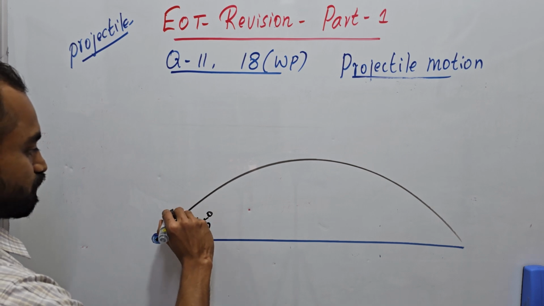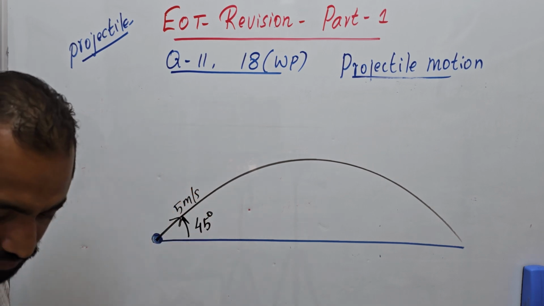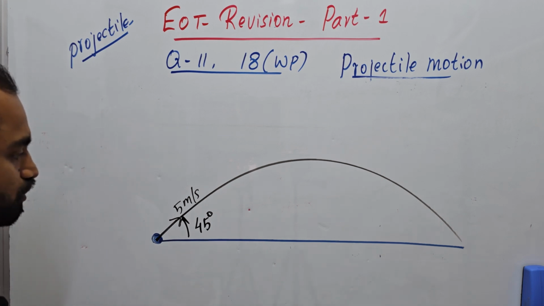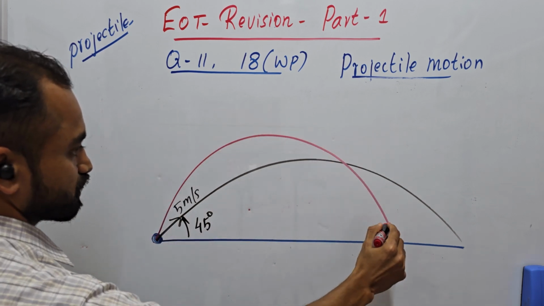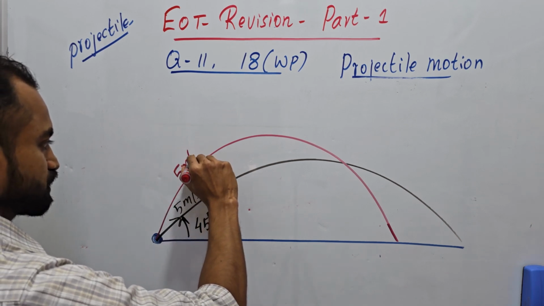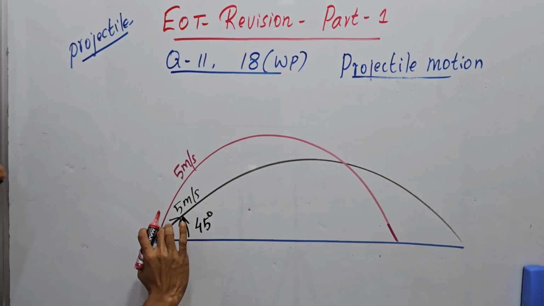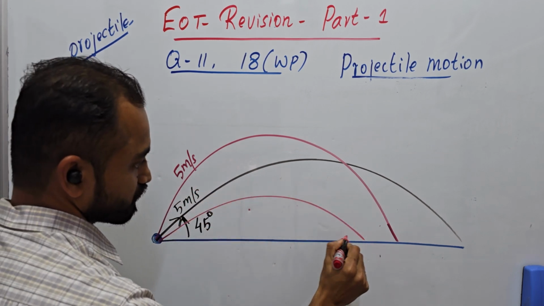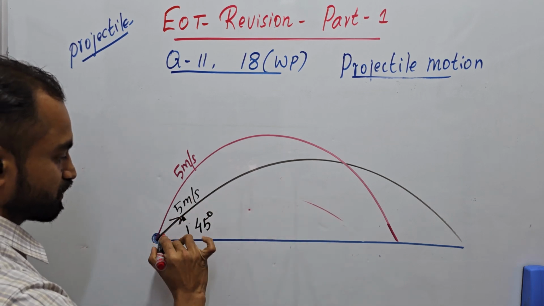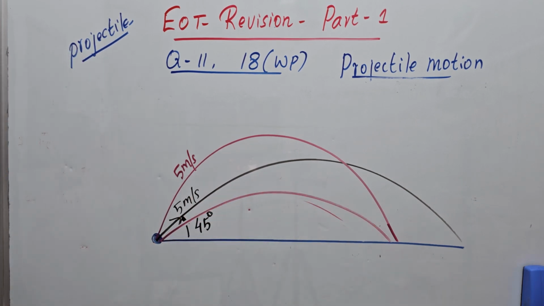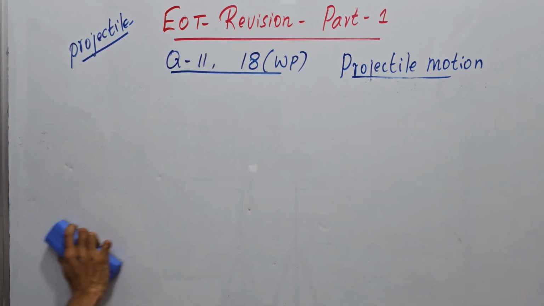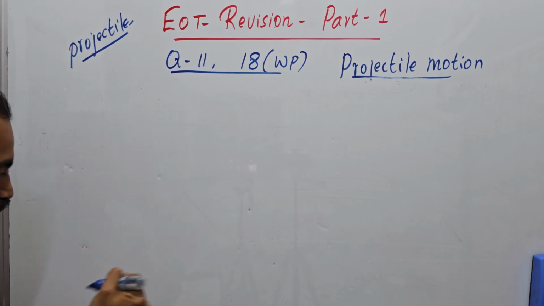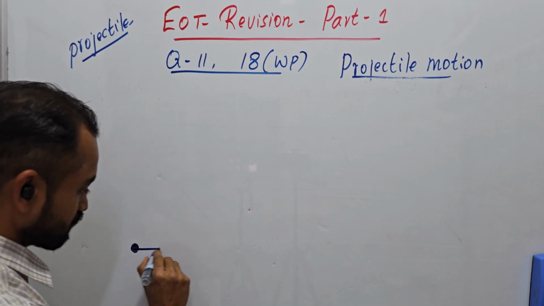For example, you are throwing with a velocity of 5 meter per second. Then another ball you throw with the same velocity, 5 meter per second, but at an angle of 60 degree. With the same velocity, it will not reach there. If you throw at the same speed but at greater than or less than 45 degree, it will not reach the maximum distance. That is number 1: a projectile will cover the maximum distance if you throw at an angle of 45 degree. After that I will listen to your question.